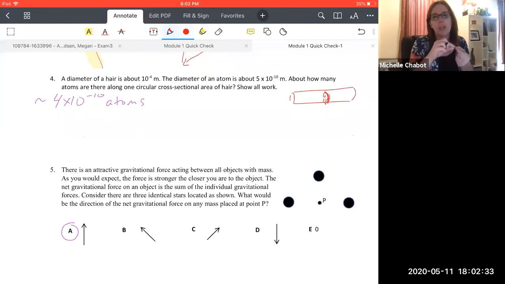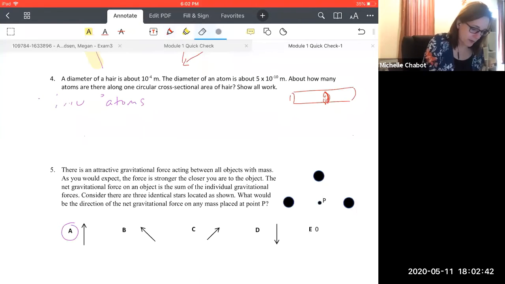It's not just how many atoms will fit along a diameter, but instead we have to compare the area. So in order to get this answer, I'm going to erase the answer to start so we have some space to work.